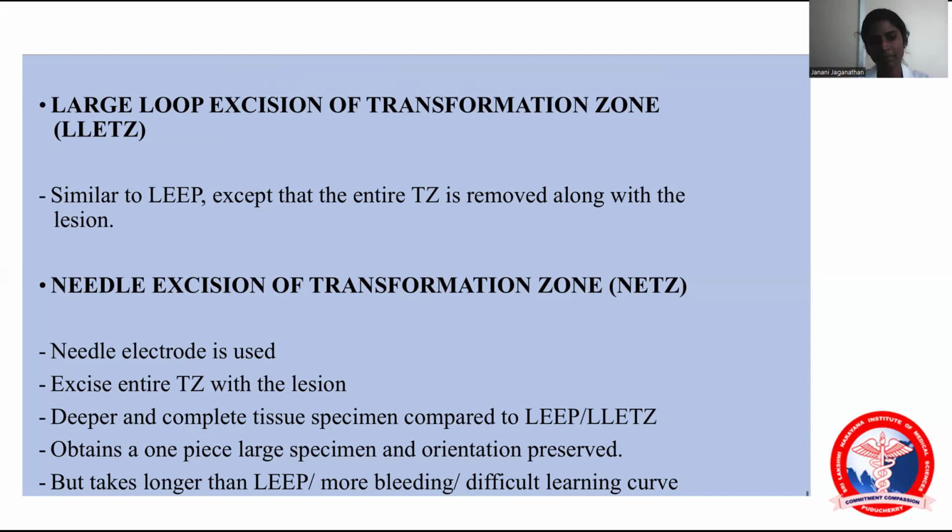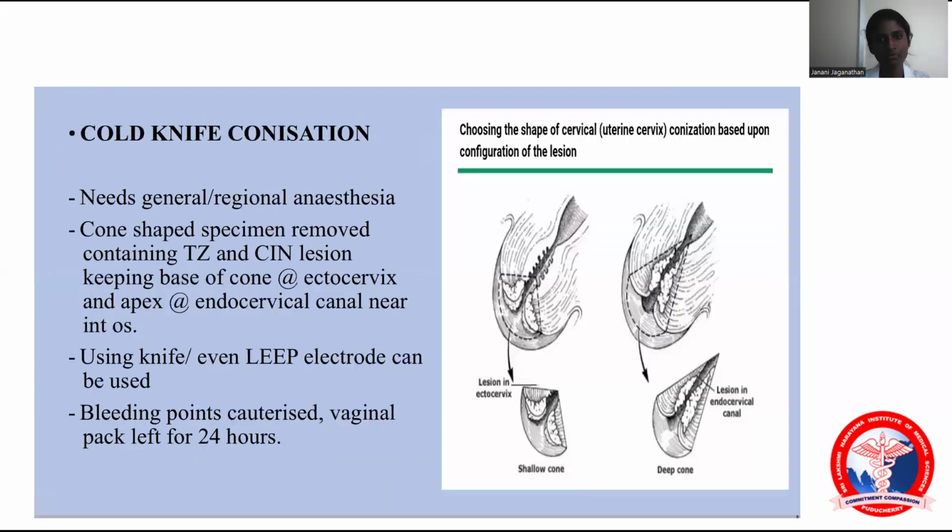The specimen is obtained as a one-piece large specimen, and orientation of the specimen is preserved in needle excision of transformation zone. But this takes longer than LEEP. There is more bleeding and a difficult learning curve. It is difficult to learn the procedure of this needle excision of transformation zone.